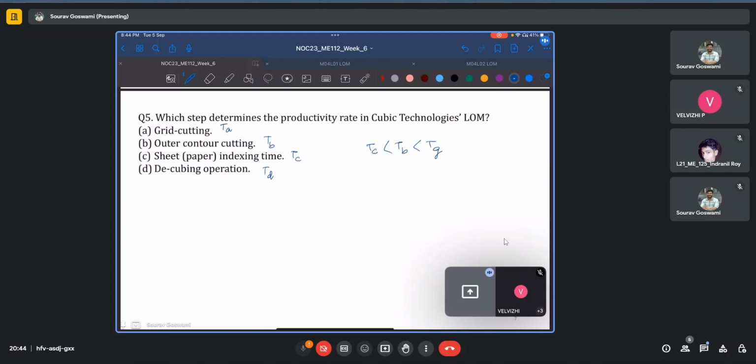And finally, as we have discussed so often, the decubing time is the one which is the most lengthy and time consuming, as well as the most critical in terms of the final part quality or surface finish. Thus, it is the decubing operation which will determine the productivity rate. We might also say that this decubing time is far, far larger than the other time scales involved. So it will be option D.